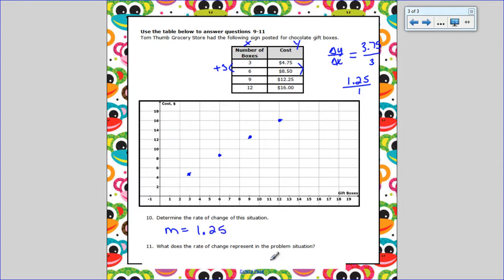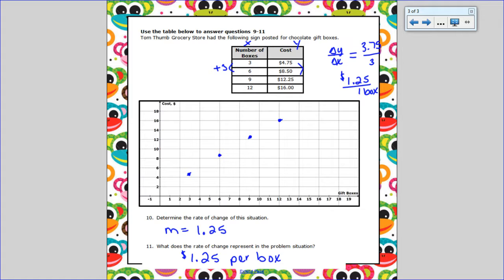What it represents in this problem situation, we'll go back to our variables. The y-axis is the cost, so it's $1.25, and the x-axis is gift boxes, so it's $1.25 per box. It is telling me that the cost is $1.25 per box of chocolates, and that's what it means. So that is the definition of slope. You have to look at what is your y variable, what is your x variable, put it into where you have written your slope, your change in y over your change in x, and have it make sense.